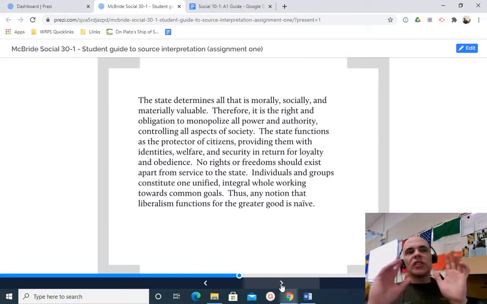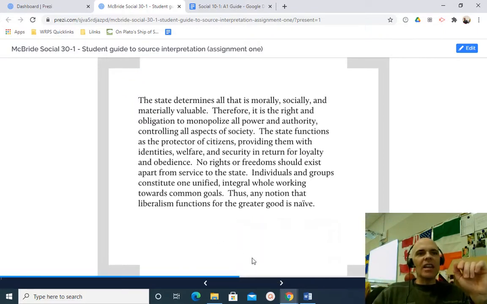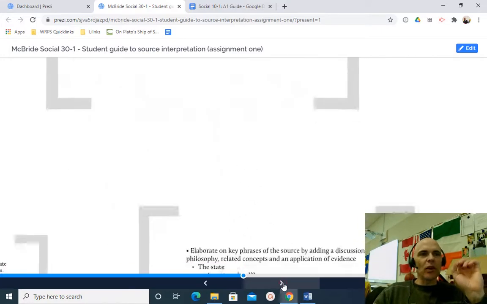So here's another one. The state determines all that is morally, socially, and materially valuable. Therefore, it is the right and obligation to monopolize all power and authority, controlling all aspects of society. The state functions as the protector of citizens, providing them with identities, welfare, and security in return for loyalty and obedience. No rights or freedoms should exist apart from service to the state. Individuals and groups constitute one unified, integral whole working towards common goals. Thus, any notion that liberalism functions for the greater good is naive. So lots of rich language there to break down.